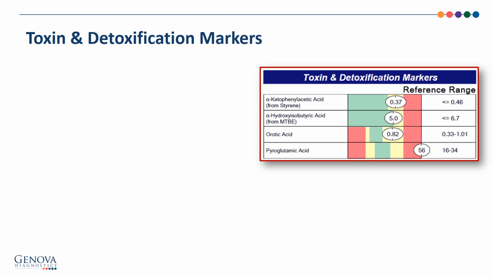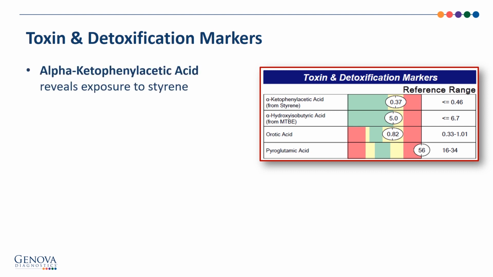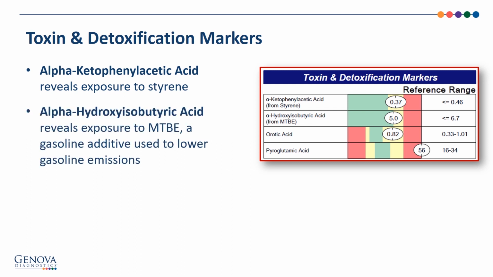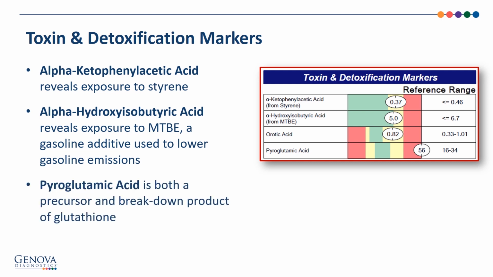Our section on toxin and detoxification markers includes alpha-ketophenylacetic acid, which reveals an exposure to styrene, styrofoam, plastics, exhaust fumes. Alpha-hydroxyisobutyric acid reveals exposure to MTBE, which is a gasoline additive that was used to lower gasoline emissions in the 1990s through the early 2000s. Pyroglutamic acid is both a precursor and breakdown product of glutathione, an important antioxidant and detoxifier.